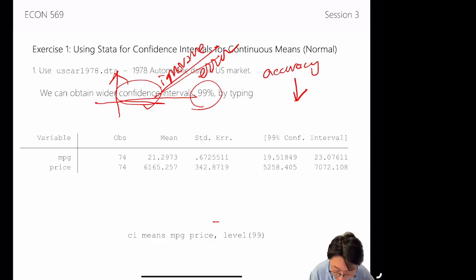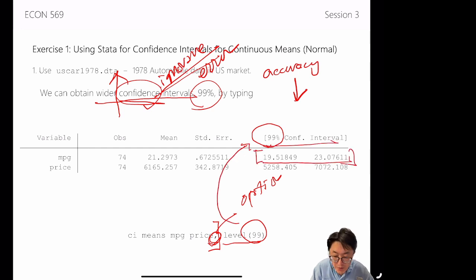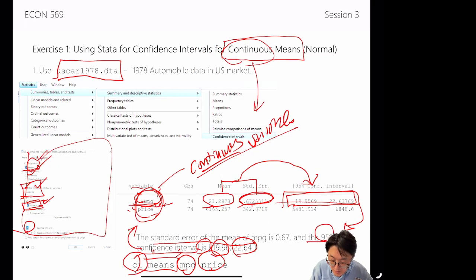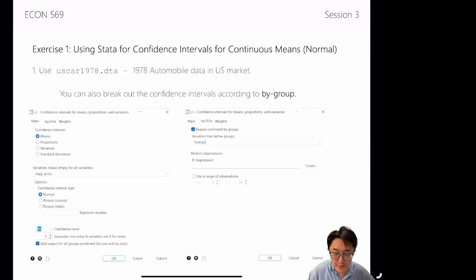So in this case, just use a comma. This means now option and level 99. Then you can see Stata will return the 99% confidence interval, which compared to our previous one is actually wider. So this is a continuous means.